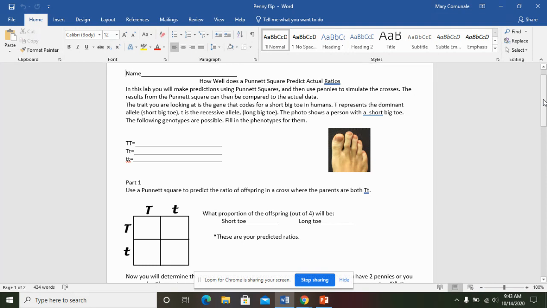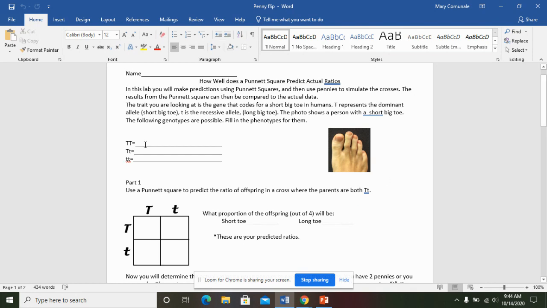The photo shows a person with a short big toe. The following genotypes are possible. Fill in the phenotypes for them. A lot of people, if you look at your own feet, you would think that your big toe would be the longest one and then it would go down like a nice little slant. Most of the time, that's not actually how it works. Your big toe is slightly shorter, or it's the same exact size as that second toe. The second toe is longer for a lot of people.